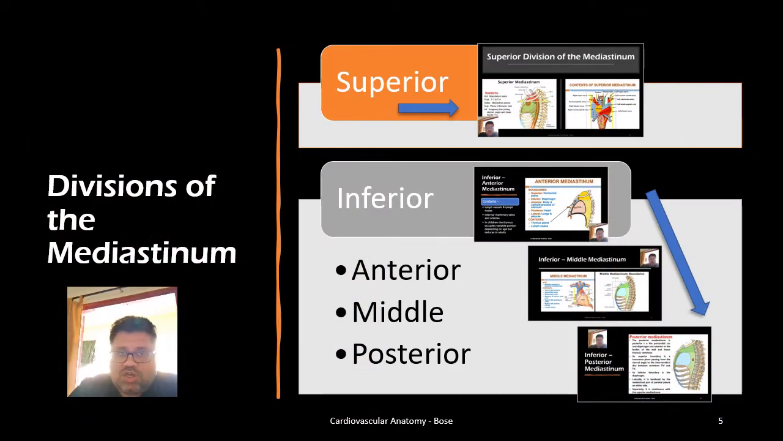The mediastinum itself is divisible into two major segments: the superior segment or the superior division of the mediastinum, and the inferior segment, which is the inferior division of the mediastinum. The inferior division of the mediastinum can be further divided into three compartments. There is the anterior compartment, the middle compartment, and the posterior compartment. Let's look at the contents of the superior mediastinum first.